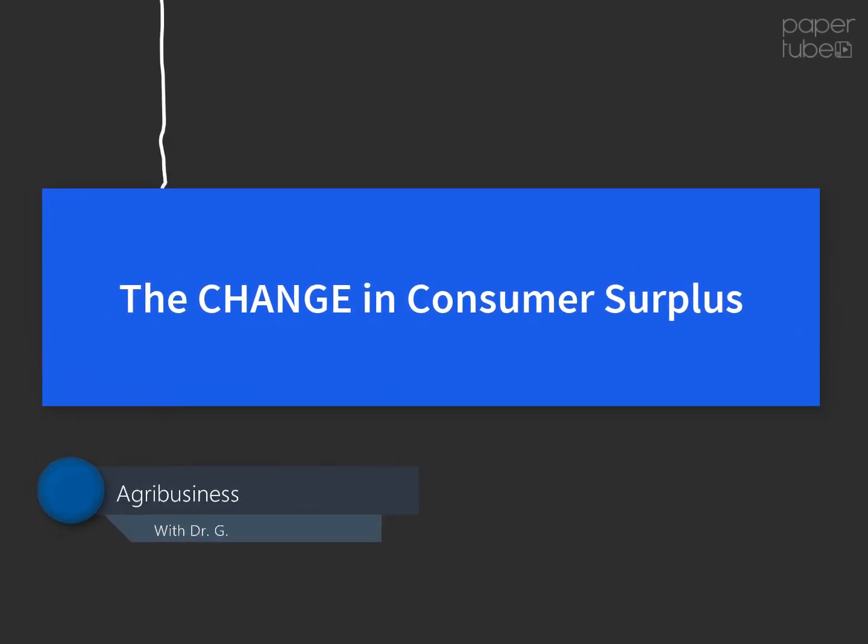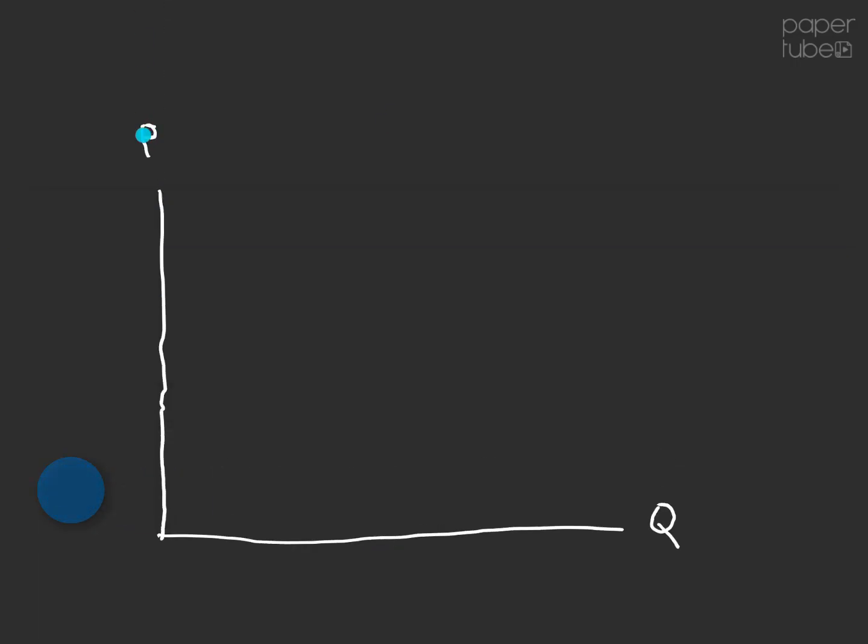In this video, we're going to learn about the change in consumer surplus. Since we're talking about consumers, we're going to start with a demand curve. So we're going to draw our normal market diagram with the quantity and price axes labeled, draw a downward sloping demand curve and label that.